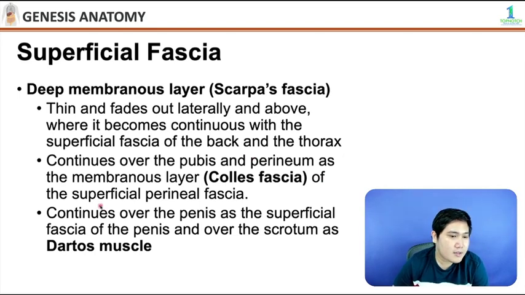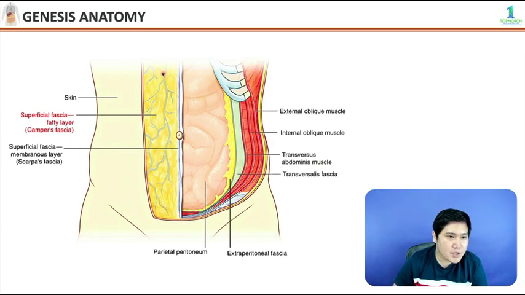It is also continuous over the penis, no? And it will now be called the dartos muscle. Pubis and perineum, Colles fascia. Over the penis, dartos muscle. In the abdomen, Scarpa's fascia. So the deep membranous layer. So this is the skin, followed by the superficial layer of the superficial fascia, the fatty layer, the Camper's fascia, followed by the membranous layer, ayan. This is the Scarpa's fascia.